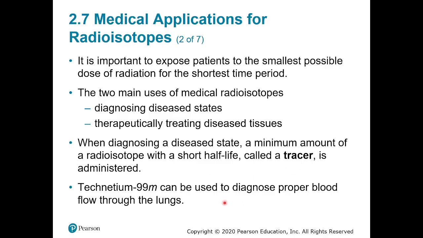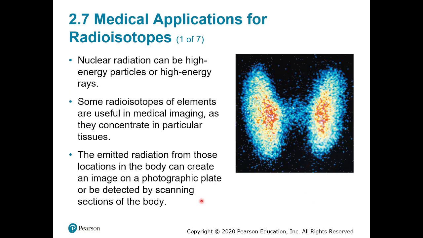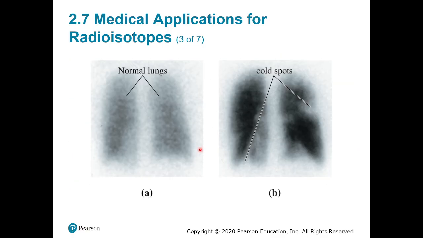Technetium-99m can be used to diagnose proper blood flow through the lungs, and that's actually what we're seeing up here. You could see it looked a little bit like lungs, right? This is another example. This is actually the technetium lungs on photographic plates, in case you're wondering. And so these are normal lungs right here. This right here, see how they have cold spots in them? Right there. And so there's issues with their lungs right there, isn't there? They don't look normal.